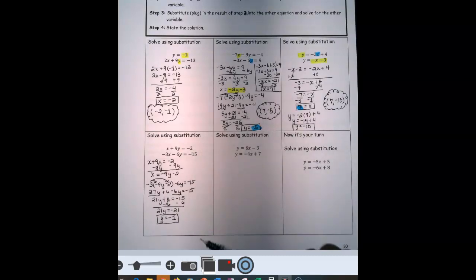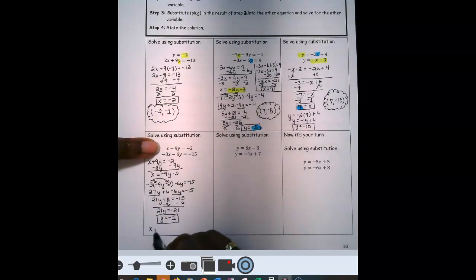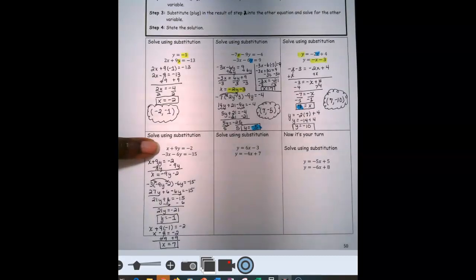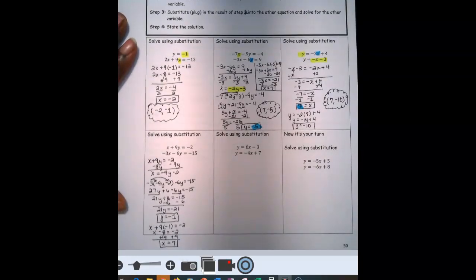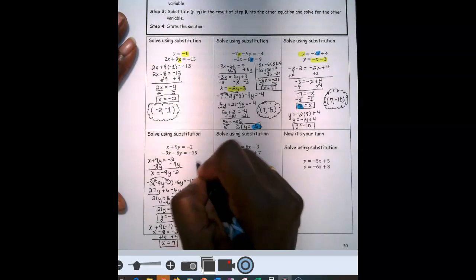So I could pick either equation, it doesn't matter. I'm going to pick the first one. So I've got x plus 9 multiplied by negative 1 equals negative 2. So x minus 9 equals negative 2. I'm going to add 9 to both sides of the equation. X therefore is 7. So our ordered pair that makes this true would be 7, negative 1. This is our answer.